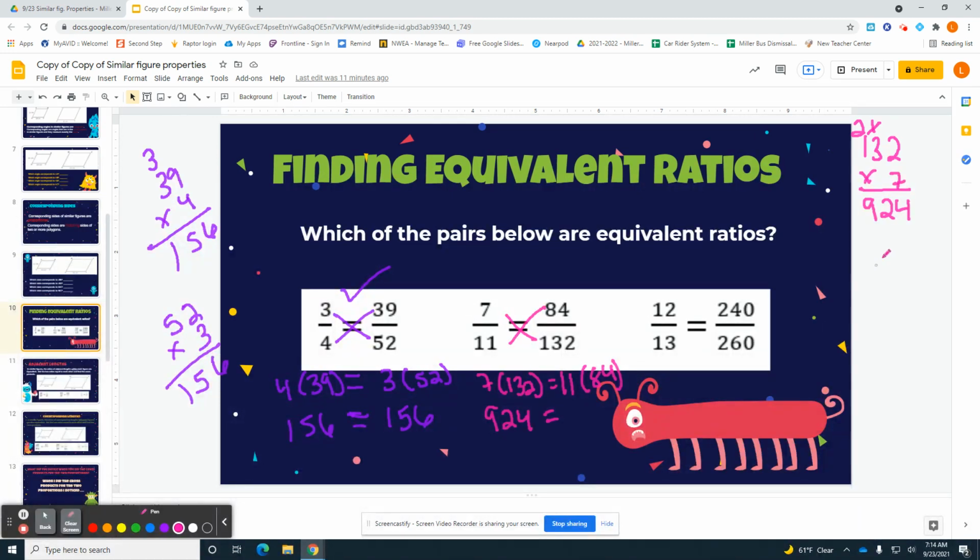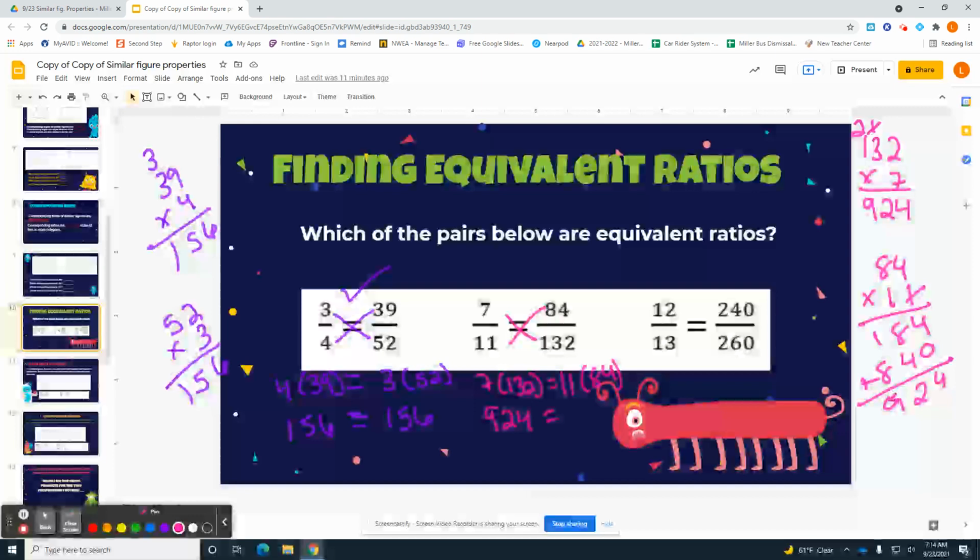So now you've got to multiply 84 times 11. What does that give you? So 1 times 4 is 4. 1 times 8 is 8. Put your placeholder. We're done with our 1, we can cross it off. 1 times 4 is 4. 1 times 8 is 8. So 4 plus 0 is 4. 8 plus 4, 12. Carry your 1. So 1 and 8 is 9. So 924. Did it give us the same thing? Yes. So this one also checks off.